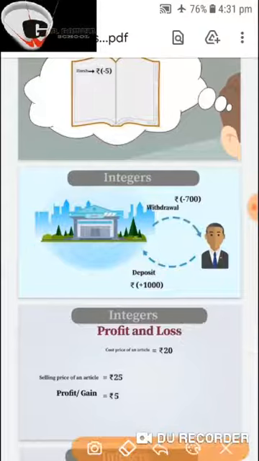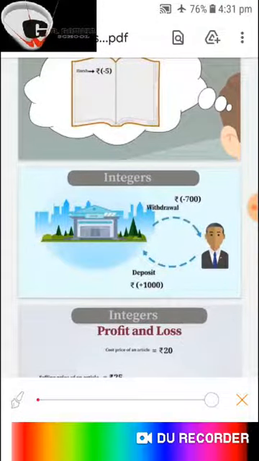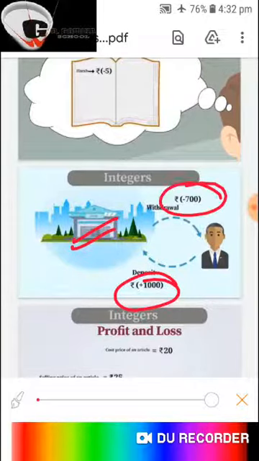Similarly, when we talk about banks, when we deposit money in a bank, we represent that with a positive sign. And when we take some money from the bank, that is when we withdraw some money from the bank, we represent that with a negative sign.